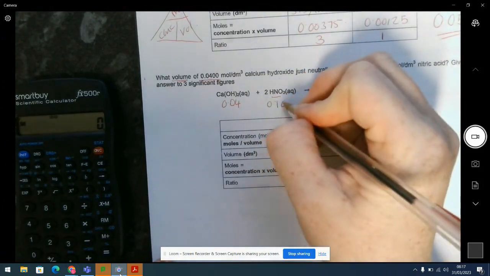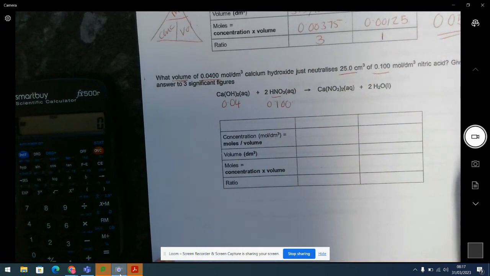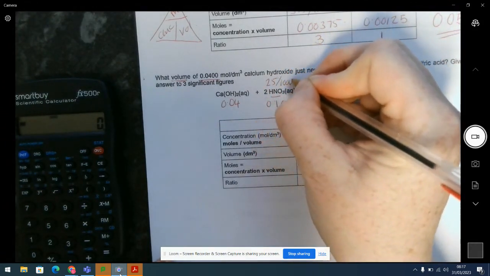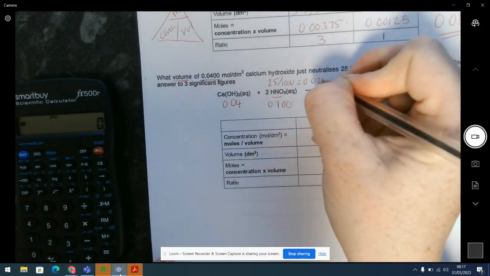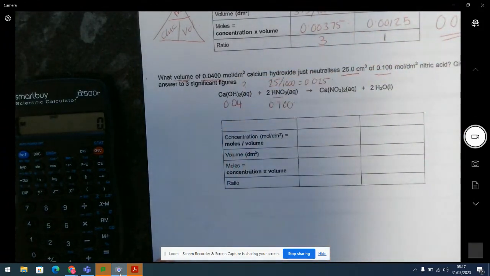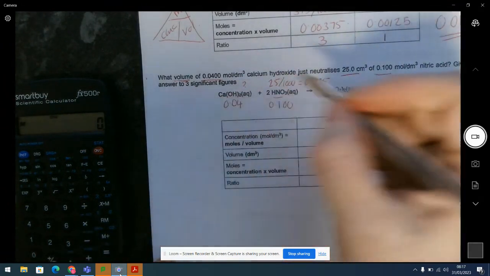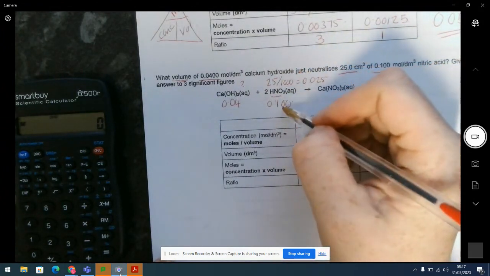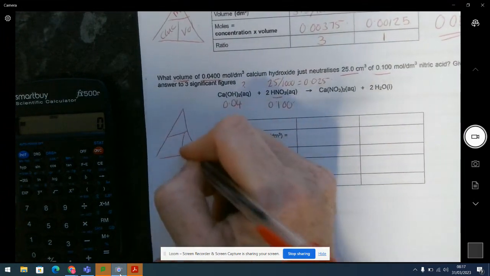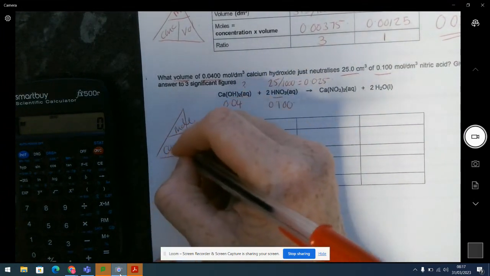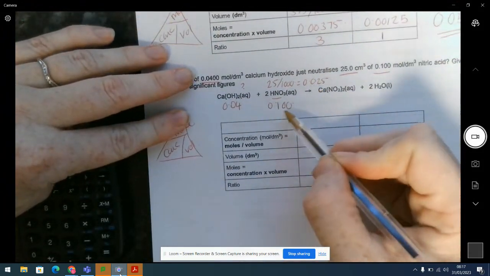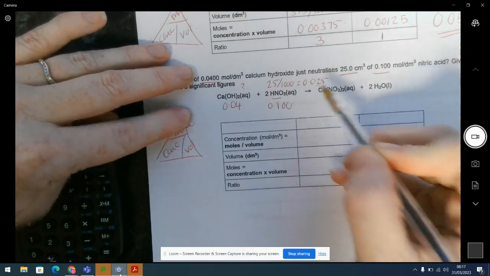0.100 is the molar, the concentration from the question. And I have a volume, but as you know, I've got to divide that by 1,000, like so. And I don't know what the volume is in this case of calcium hydroxide. So I have to first of all work out the moles for the one that I know. So this is the one that I know, where if I plug it into the calculation, where we've got moles, concentration and volume, I'm being asked to work out the moles first. So I do my concentration times by the volume.